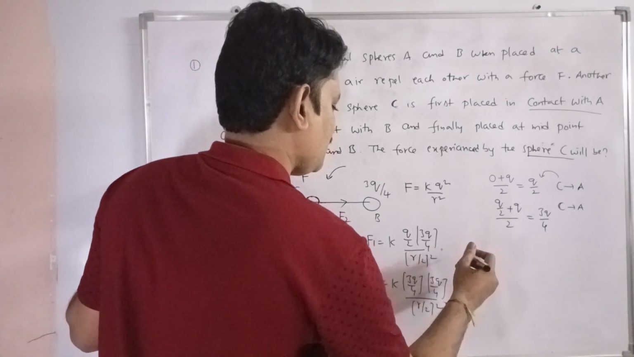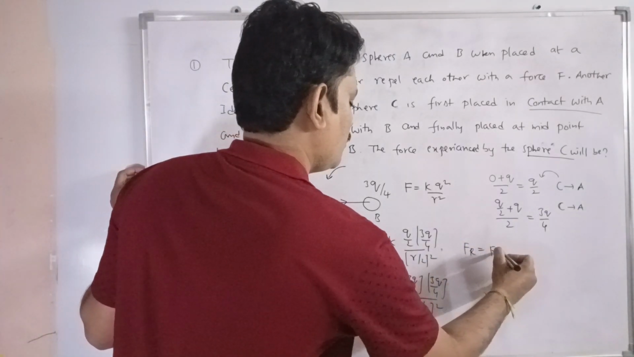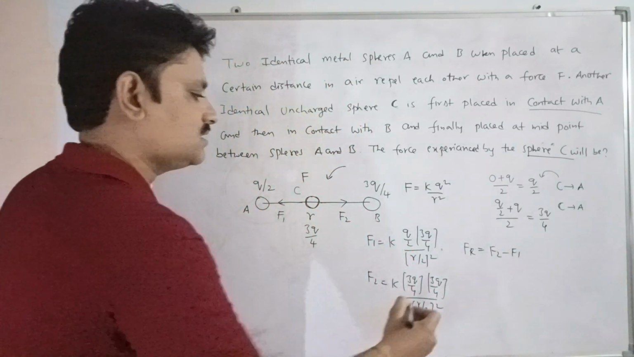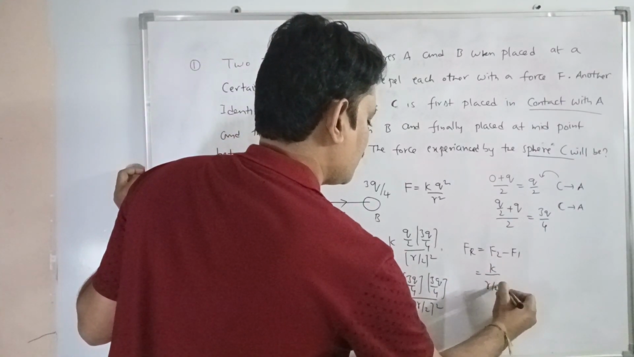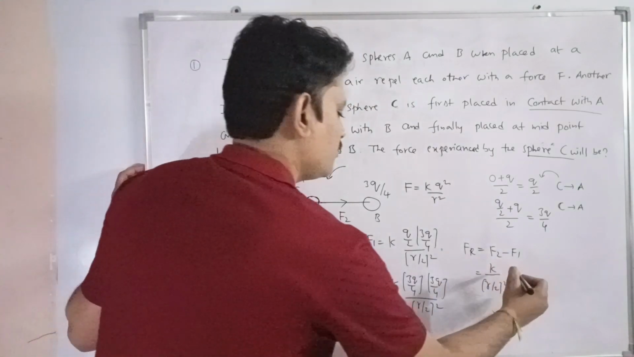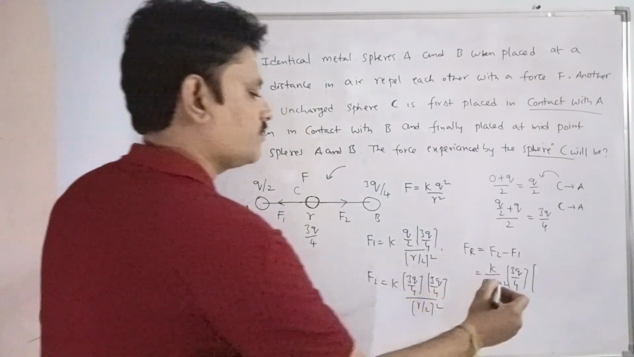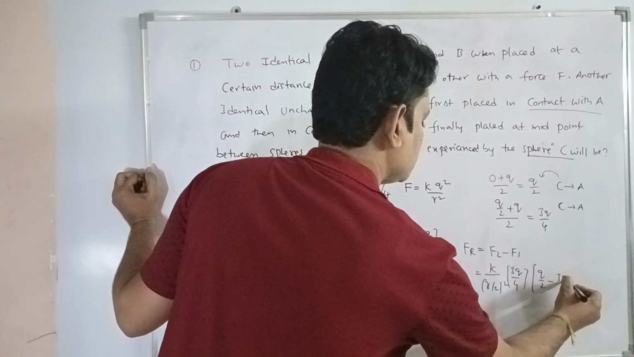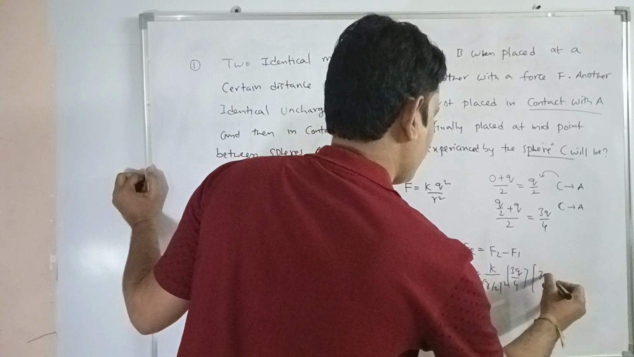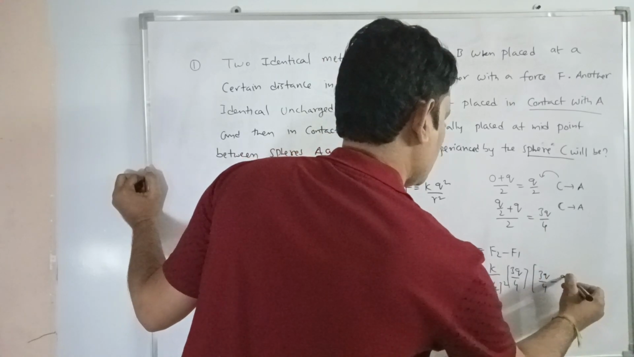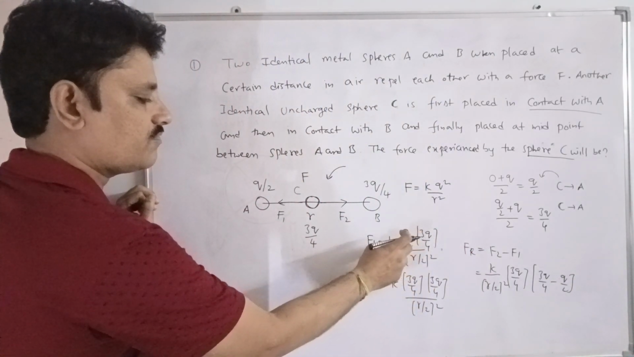So FR is equal to F2 minus F1. Here, take common factors: K by r by 2 whole square is common in both, and 3q by 4 is also common, and here q by 2. So F2 minus F1: here F2 is 3q by 4 and here the factor is q by 2.